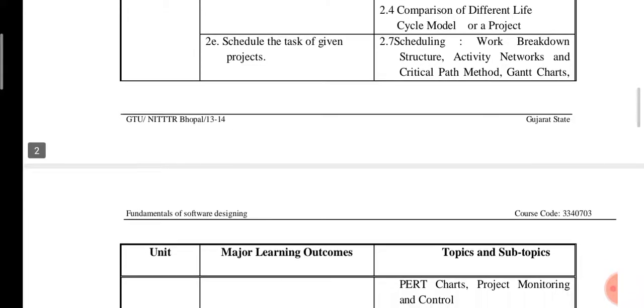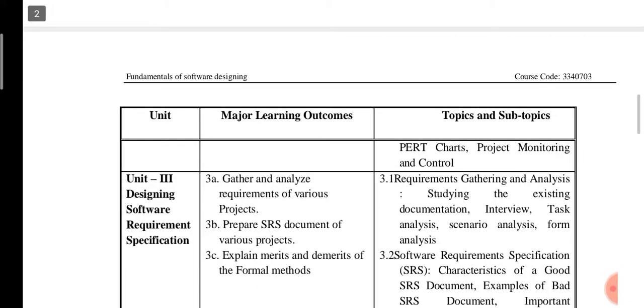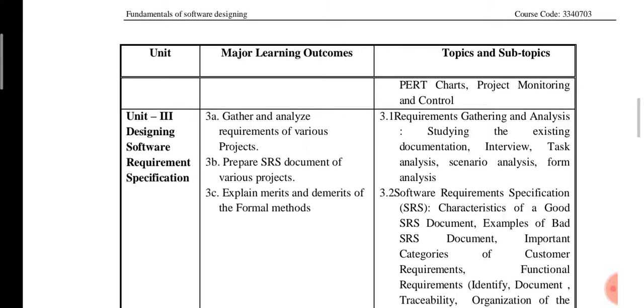Then next, chapter number 3 of the FOSD subject is designing the software requirement specification. So the major learning outcomes: chapter number 3 is to gather and analyze requirements of various projects. SRS stands for software requirement specification. So prepare SRS documents of various projects, and explain merits and demerits of the formal methods. So we have to learn merits and demerits of various formal methods.